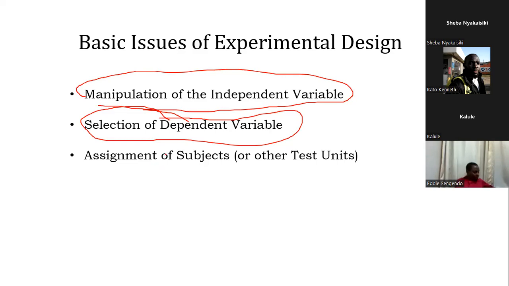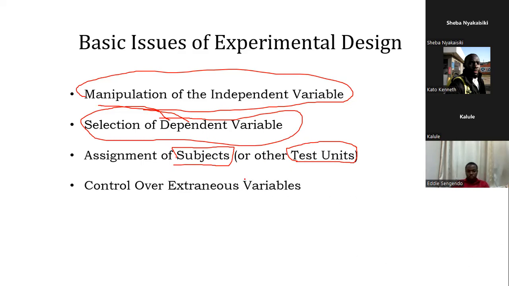Now, these independent variables are assigned to subjects or test units. Yeah, if you look at the multitasking article, it gives a good example of the subjects or participants. But normally, because it's laboratory, they're called test subjects or test units. Sometimes they may be aware, sometimes they may not be aware.